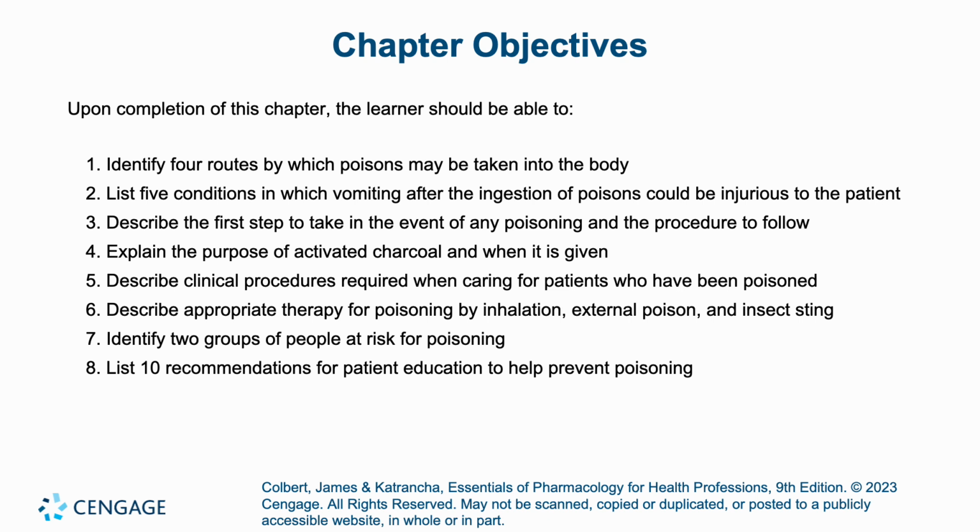5. Describe clinical procedures required when caring for patients who have been poisoned. 6. Describe appropriate therapy for poisoning by inhalation, external poison, and insect sting. 7. Identify 2 groups of people at risk for poisoning. 8. List 10 recommendations for patient education to help prevent poisoning.